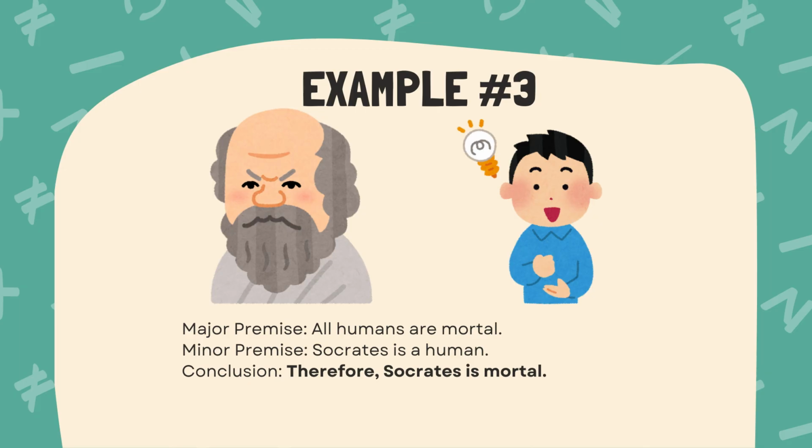Example number 3. The major premise: all humans are mortal. Next, the minor premise: Socrates is a human. And lastly, the conclusion is, therefore, Socrates is mortal. So, this is the classic example. Since Socrates is included in the category of humans, he shares the common attribute of mortality.